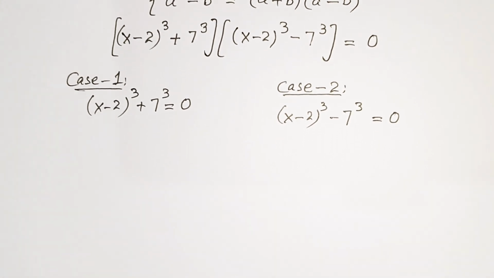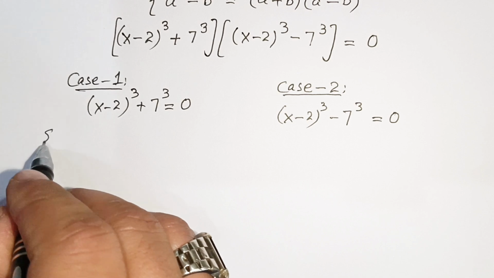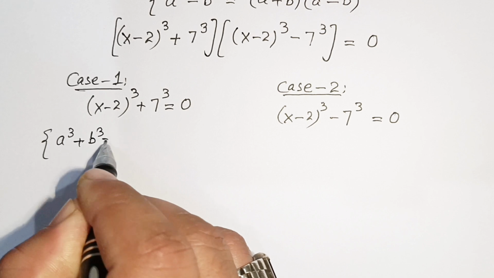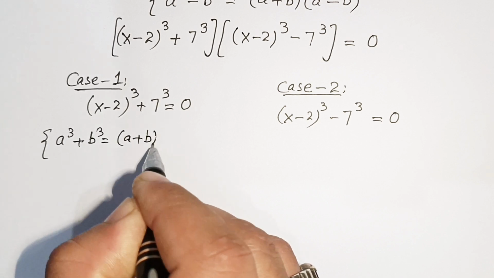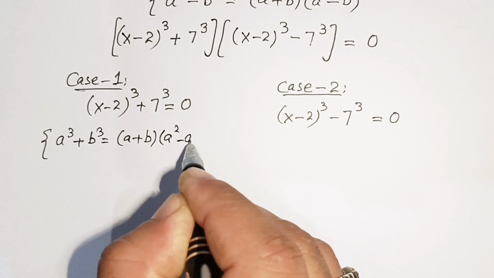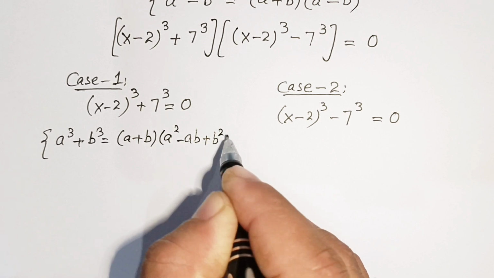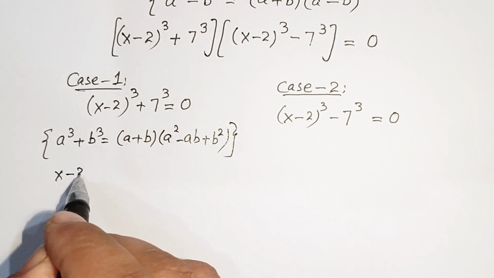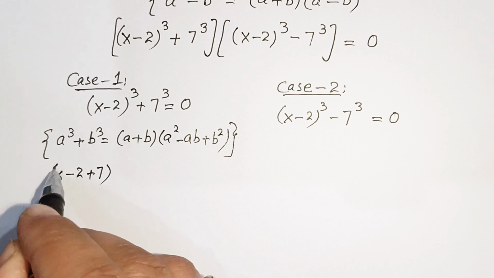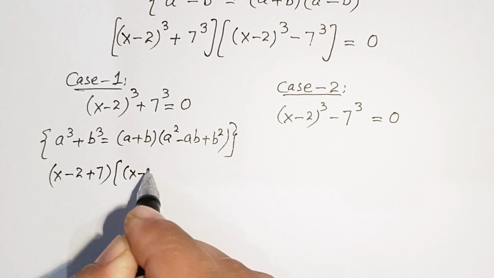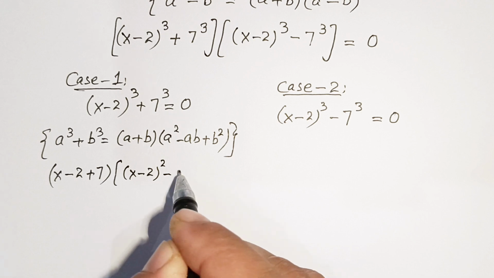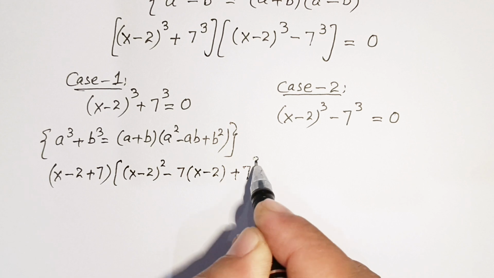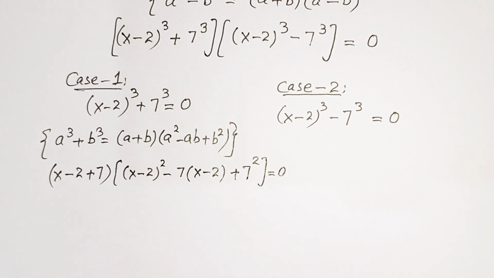First one, case 1 is (x minus 2) cubed plus 7 cubed. Here we use an algebraic identity, as we know that a cubed plus b cubed is equal to (a plus b) times (a squared minus a times b plus b squared). So using this, we have a plus b is x plus 5, times a squared minus a times b, minus 7 times (x minus 2), plus b squared, which is 7 squared, is equal to 0.